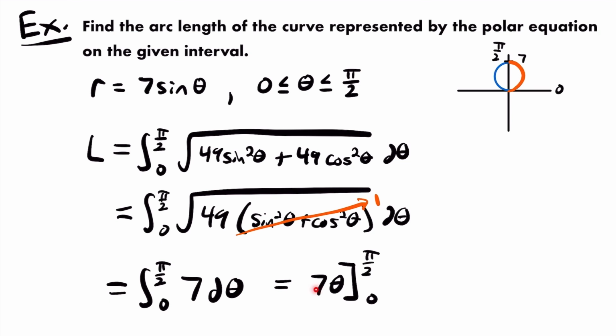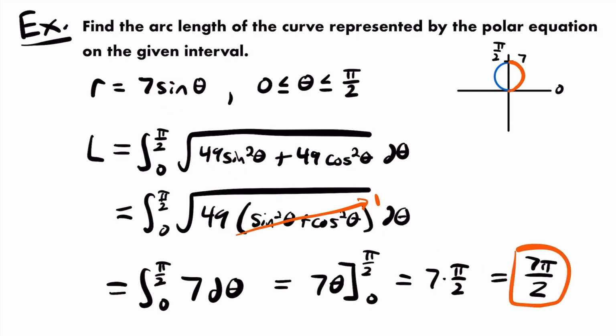And so if we evaluate 7 theta at pi divided by 2 and subtract the evaluation at 0, this is equal to 7 times pi divided by 2 minus 7 times 0. But 7 times 0 is 0, so I'm just going to erase that. We're just subtracting 0, and so our final answer is 7 pi divided by 2. That is the arc length for this polar curve between these two angles of theta.